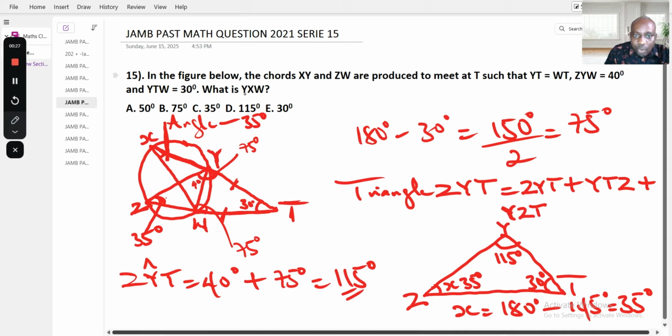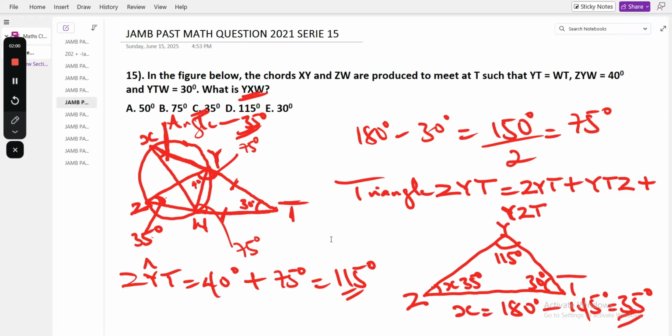What is the value of YXW? YXW, which is this angle. If this Z side is 35, this angle too will be 35. It is the same angle in the same segment because of the way they look, that's it. Do you have 35 there? Yes, C. Our final answer is C. Let's move to the next question.